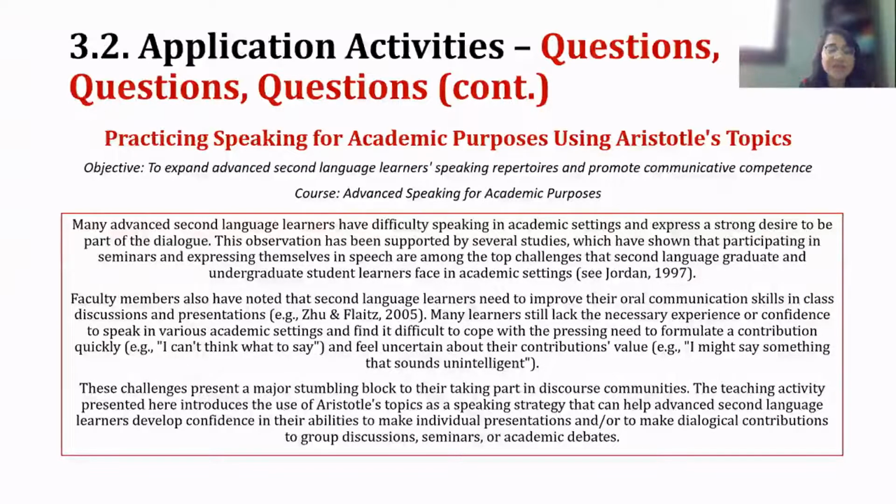The teaching activity presented here introduces the use of Aristotle's topics as a speaking strategy that can help advanced second language learners like you to develop confidence in their abilities to make individual presentations and or to make dialogical contributions to group discussions, seminars, or academic debates. So actually, the Aristotle topics here are not only beneficial for group discussion, but you can also use them for seminars or even debates in academic settings.